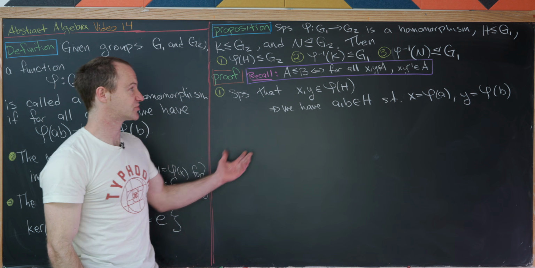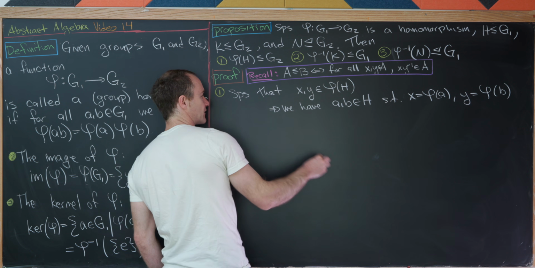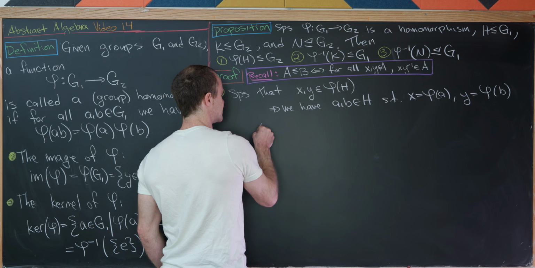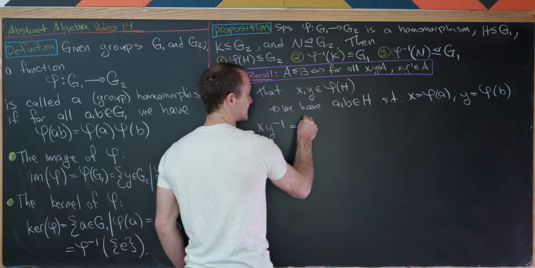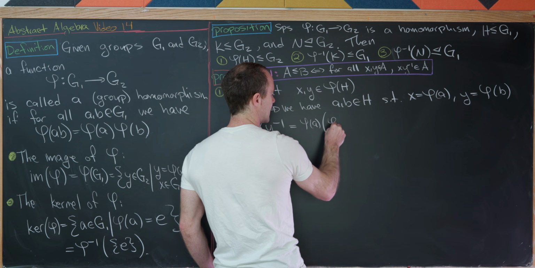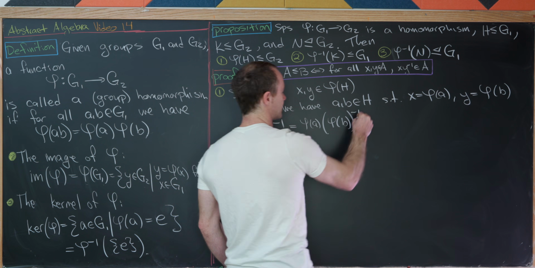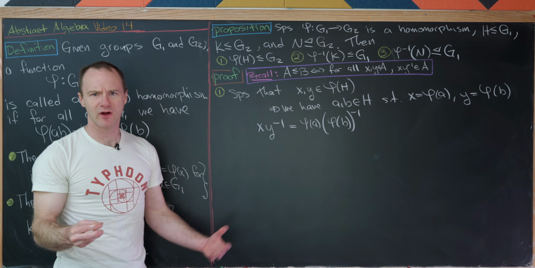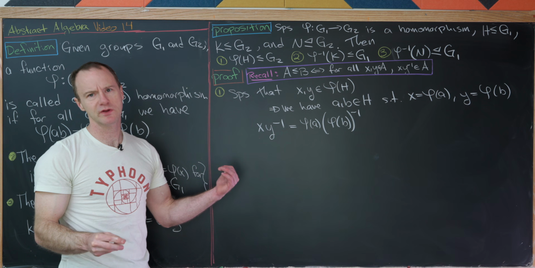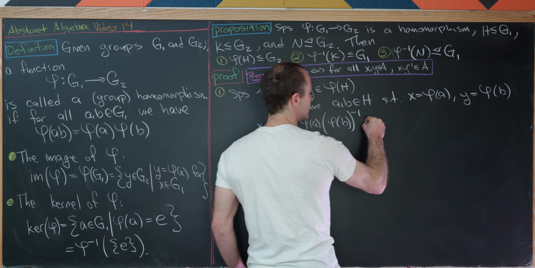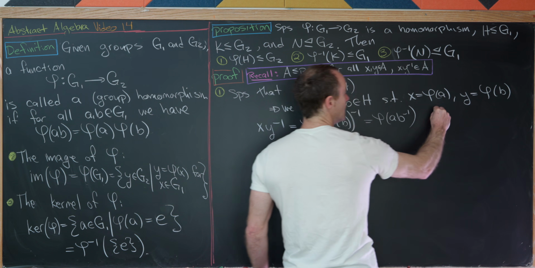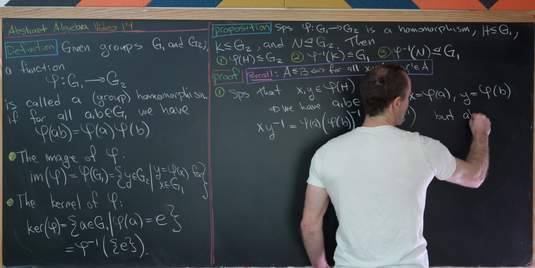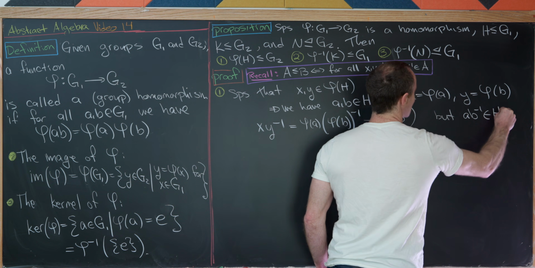And now let's just straight up calculate this xy inverse object using this version of x and y. So xy inverse will be the same thing as phi of a times phi of b inverse. But then by properties of group homomorphisms, which we proved before, we can push this together to get phi of a b inverse. But let's notice that a b inverse is inside of H.